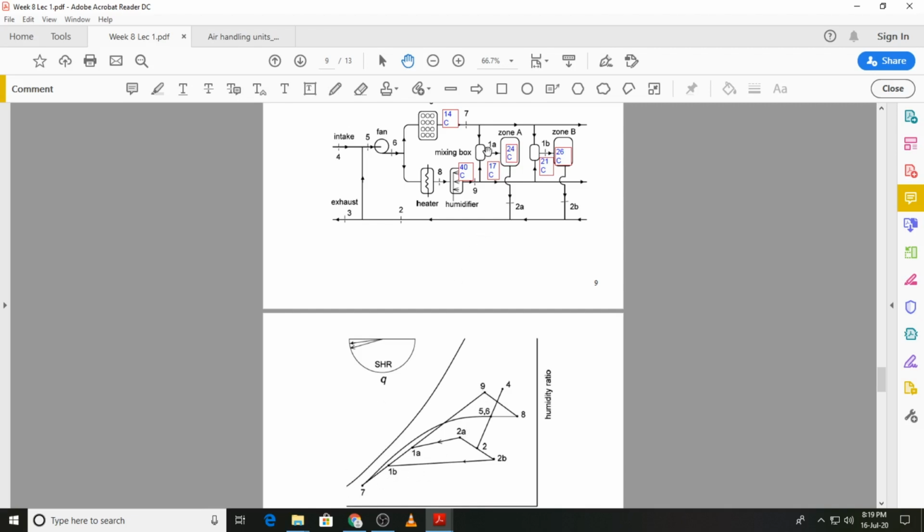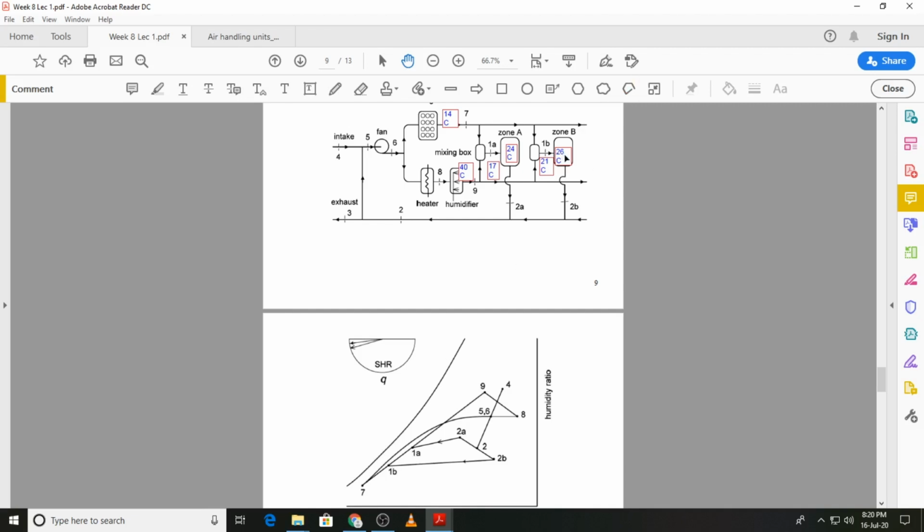The resultant state for zone A is 1A, and the resultant state for zone B is 1B, and both these states are obtained by the adiabatic mixing of states 7 and 9, so those must lie on the straight line connecting 7 and 9. So you can see 1B and 1A, sorry, 1A and 1B. I think I need to, according to this diagram over here, 1A is higher and 1B is lower.